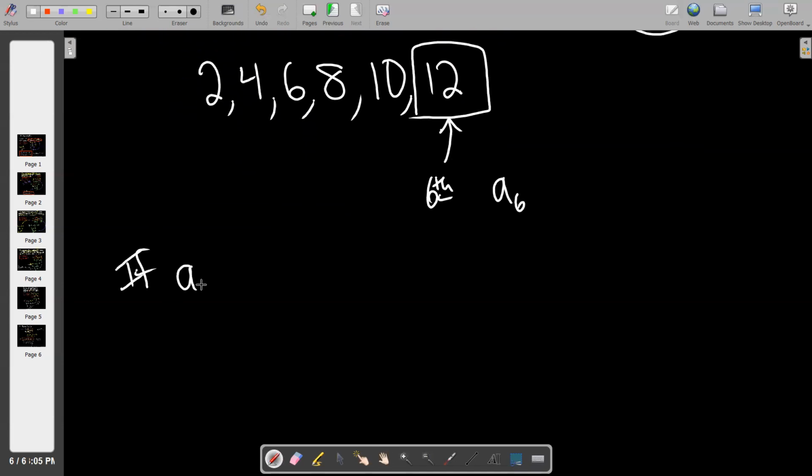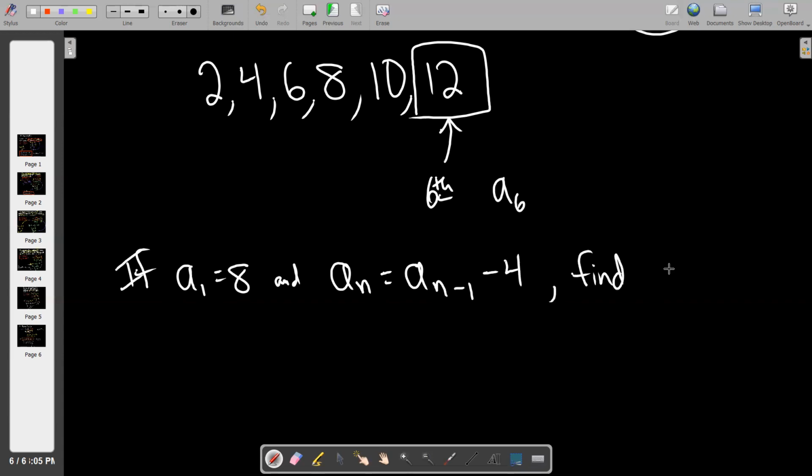If a sub 1 equals 8 and a sub n equals a sub n minus 1 minus 4, find a sub 5.